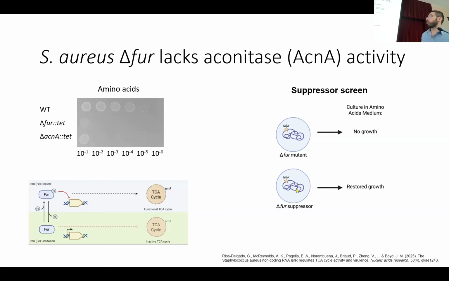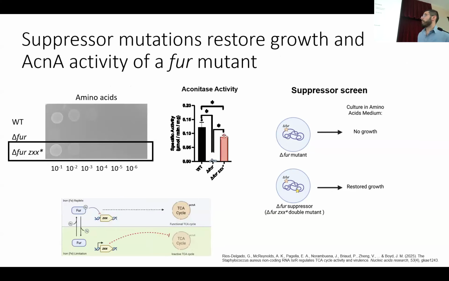But what we did was we were able to isolate strains that contained the original FIR mutation, but had a second site mutation somewhere else in the chromosome that restored the original phenotype and allowed it to have restored growth in this media with only amino acids, therefore kind of suppressing the effect of the original mutation. So we were able to find these FIR suppressor strains.